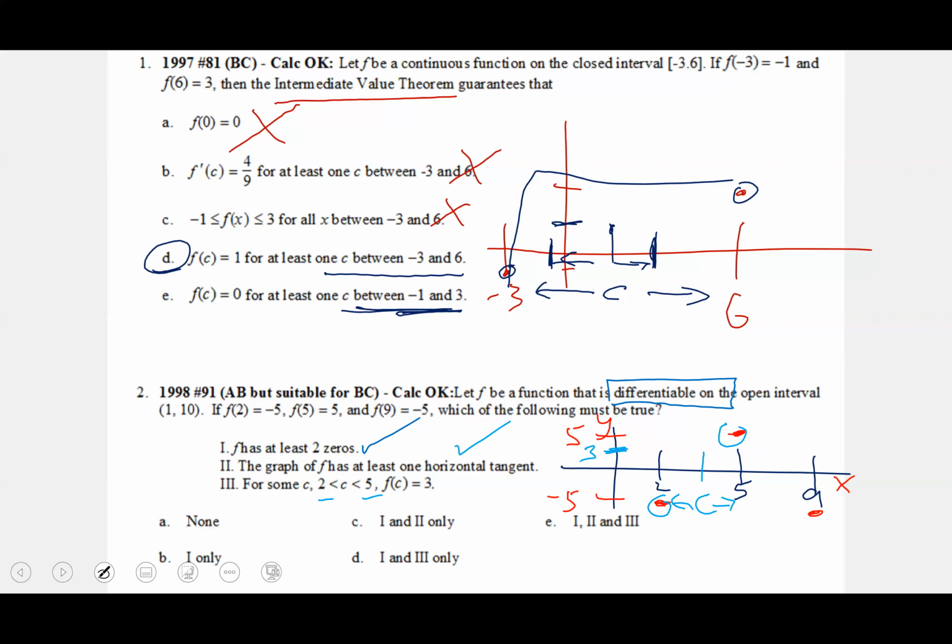Because of the intermediate value theorem, if I know that the y value is -5 when x is 2, and the y value is 5 when x is 5, then I have to pass through every y value between -5 and 5 at least once. So 3 is valid. I have to pass through 3 at least once between them. So for some c between 2 and 5, we don't know which value, but this will be true. Okay, so this one is all 3. Any questions on either of these two? No.